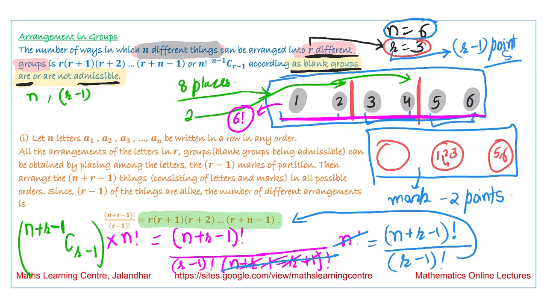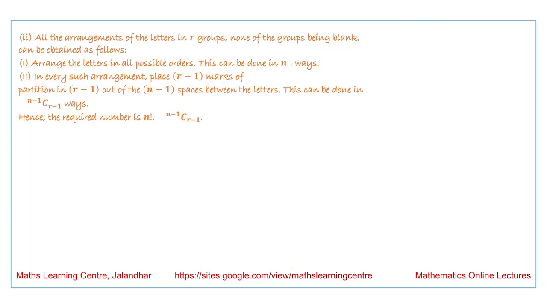So if n different objects, n different things, are to be arranged in r different groups with the condition that the blank groups are admissible, then the total number of cases is r into (r plus 1) into (r plus 2) and so on up to (r plus n minus 1) ways. Second case: when the empty groups are not allowed.